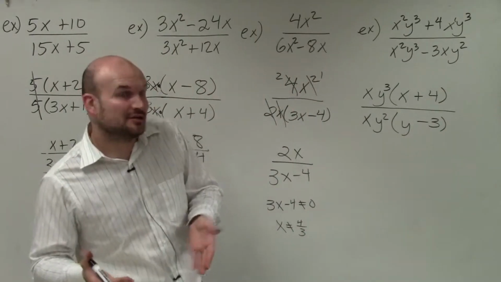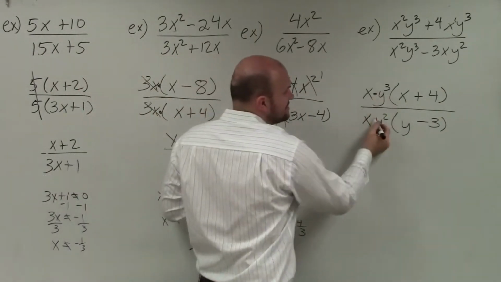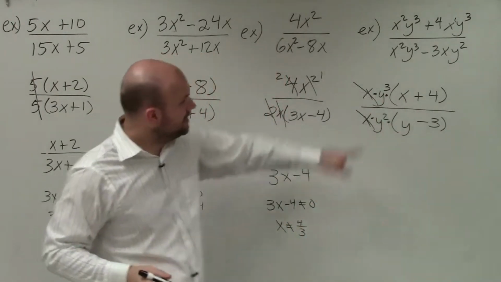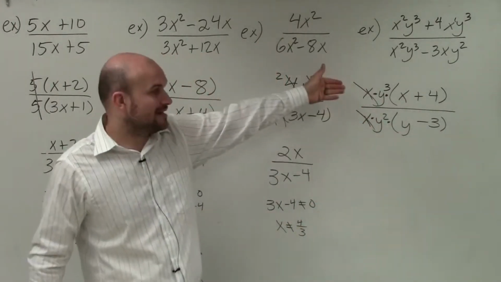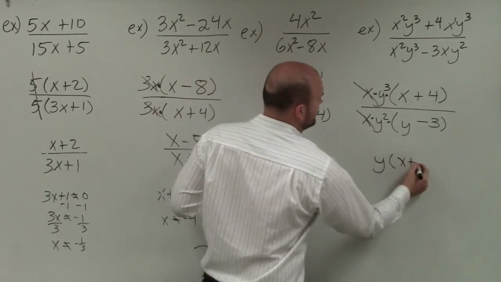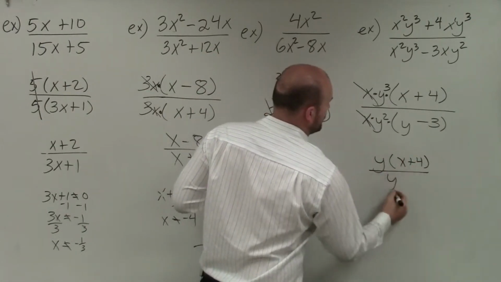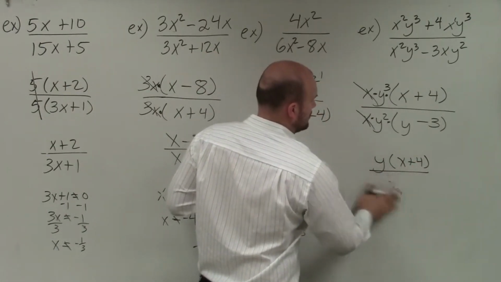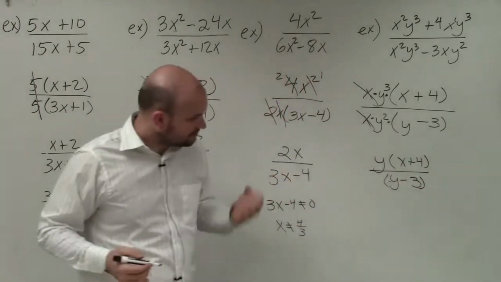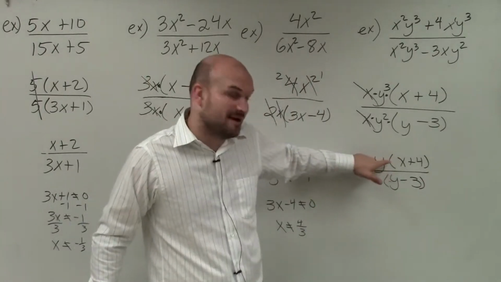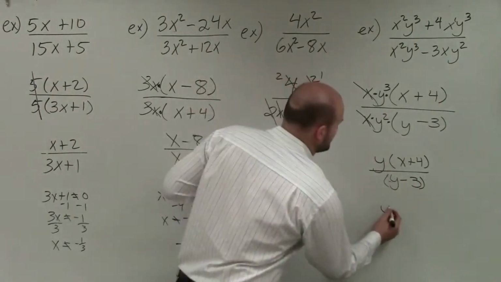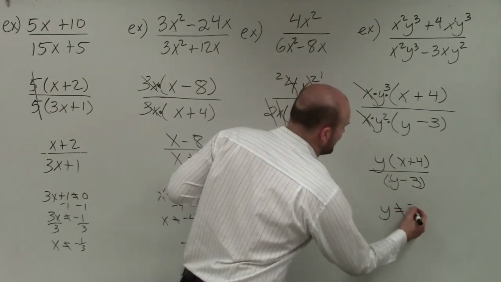OK, now again, we're going to use my division property. And again, you can see these are separated by multiplication here. So I can divide these out by using my division property. And then by using my rules of exponents, I'll subtract the powers. And I'm left with a y to the first power. So I have y times x plus 4 divided by y minus 3. And again, notice that this y is separated by multiplication, but this one is not. So therefore, I cannot divide out the y's. Therefore, we also know that y cannot equal a positive 3.